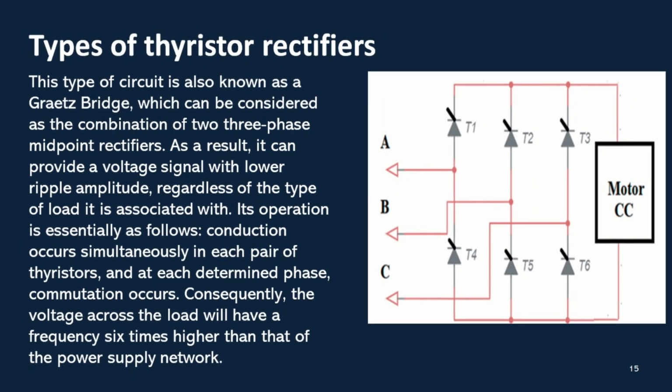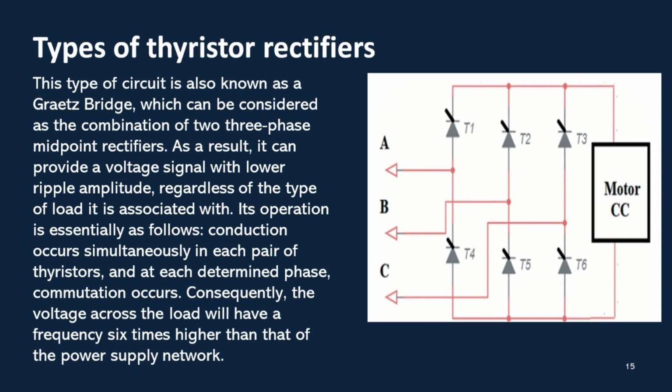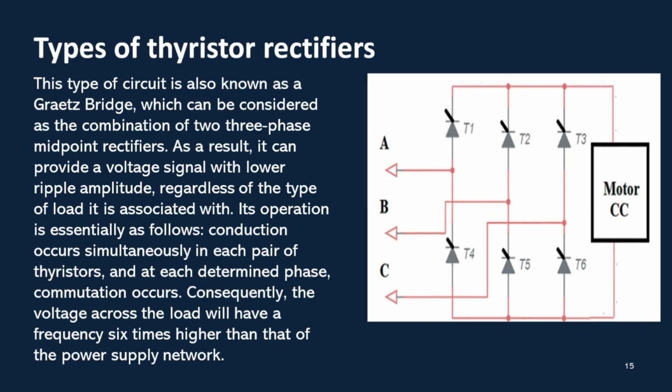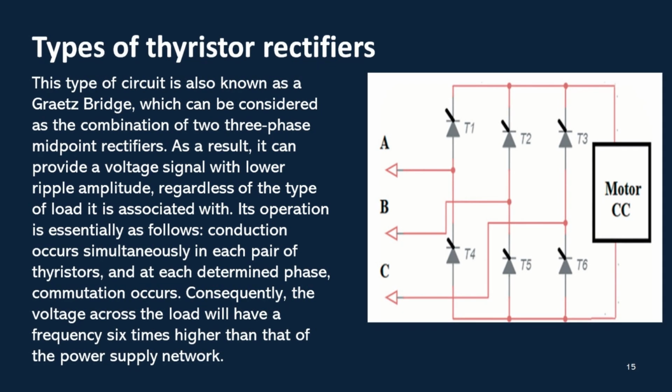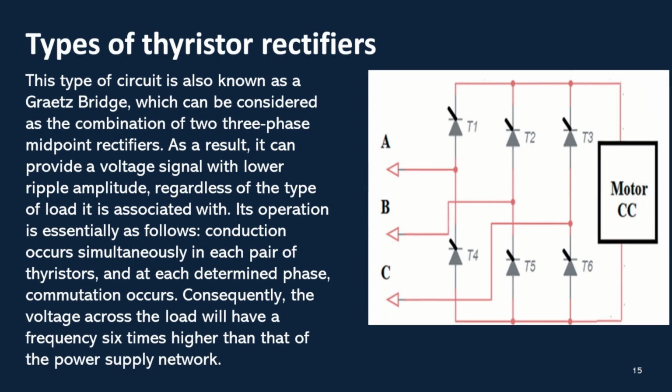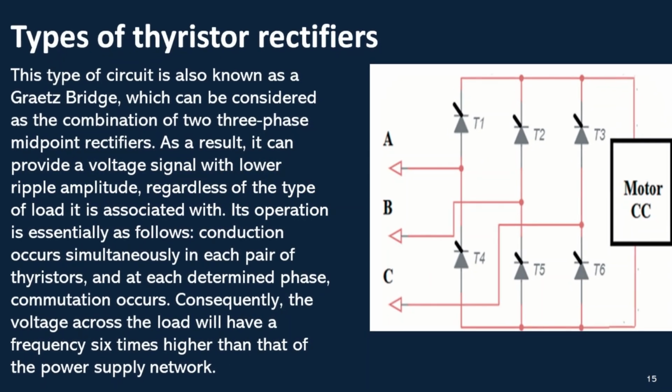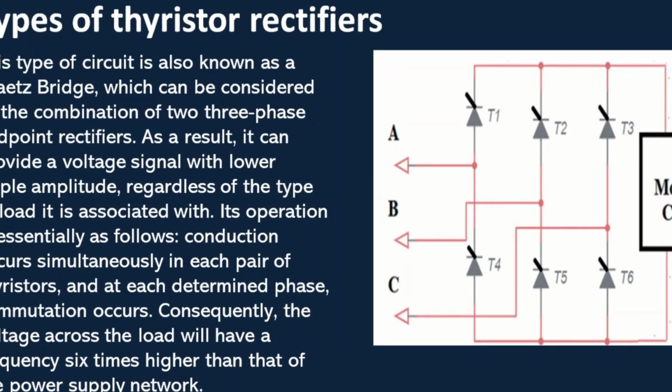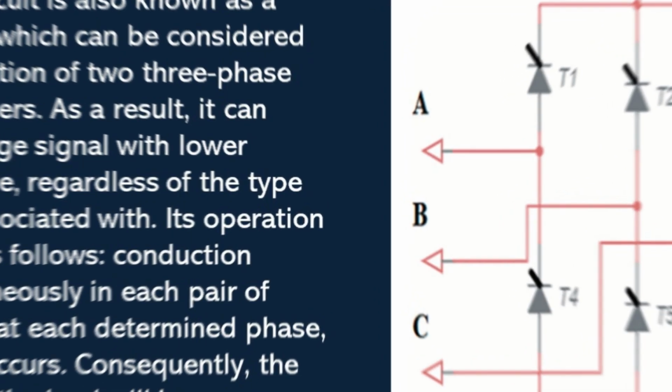As a result, it can deliver a voltage signal with reduced ripple amplitude, suitable for various types of loads. Its operation involves simultaneous conduction in each pair of thyristors, with commutation occurring at each phase transition. Consequently, the voltage across the load will have a frequency 6 times higher than that of the power supply network.